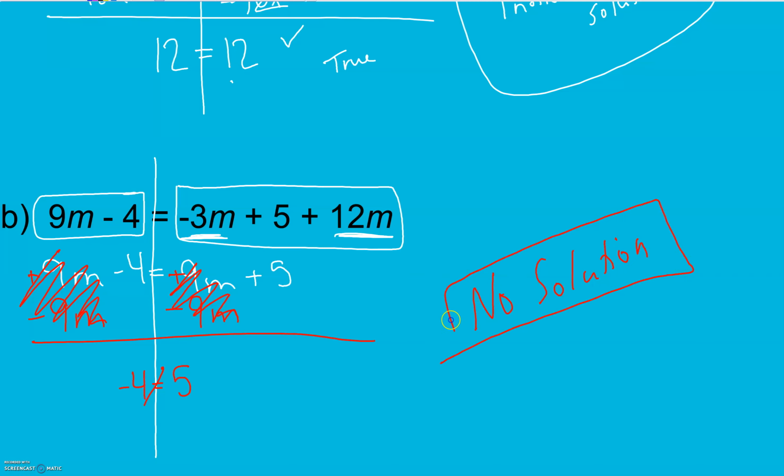There's no value for m that we can plug in here to make this a true statement. You can also use this little symbol right here, which is a null set or an empty set, and means the same thing. So again, anytime our variables completely cancel out and we have either a true or a false statement, not an open statement, a true or a false statement, it's either true, which means an identity with infinitely many solutions, or false, which means there's no solution.